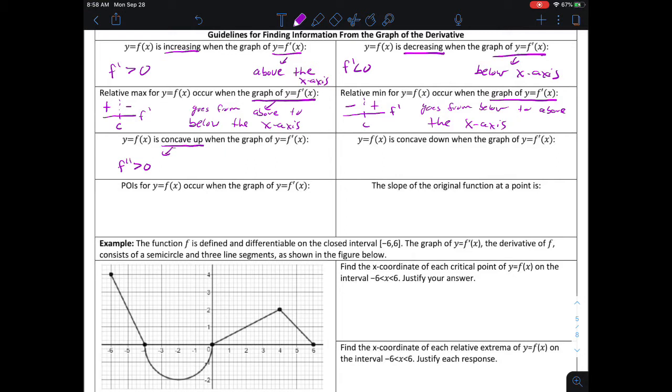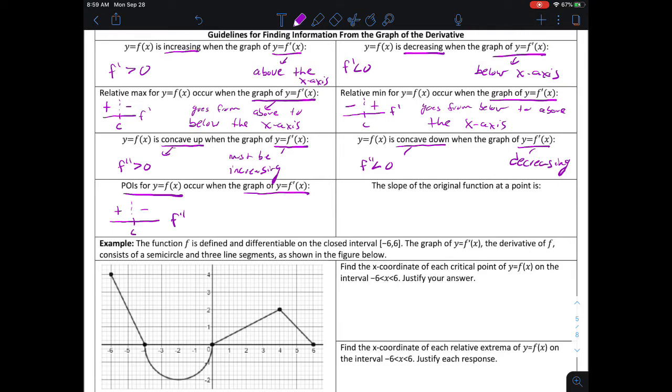Now, the graph y equals f of x will be concave up where the second derivative of x is positive. If we're looking at the graph of my first derivative, that means my first derivative must be increasing or have positive slope. Likewise, the graph of f of x will be concave down where the second derivative is less than 0, which means that the graph of y equals f prime of x will have to be decreasing, since the second derivative is the slope or the rate of change of the first derivative.